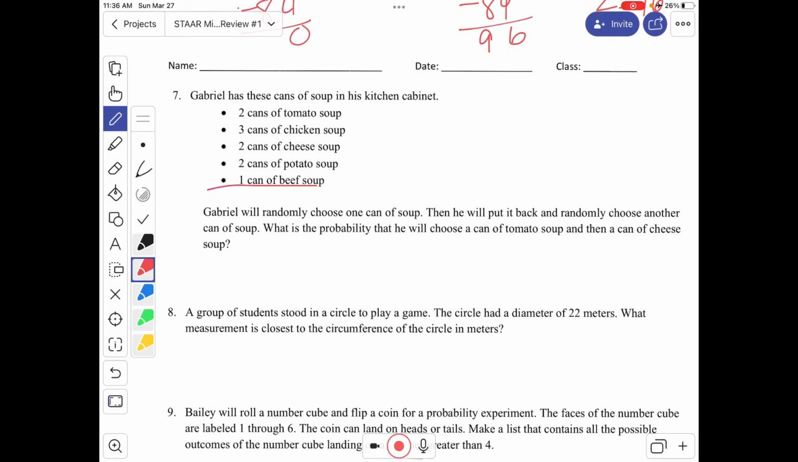Probability is just a fraction. So we're going to need a total. How many cans of soup does Gabriel have?